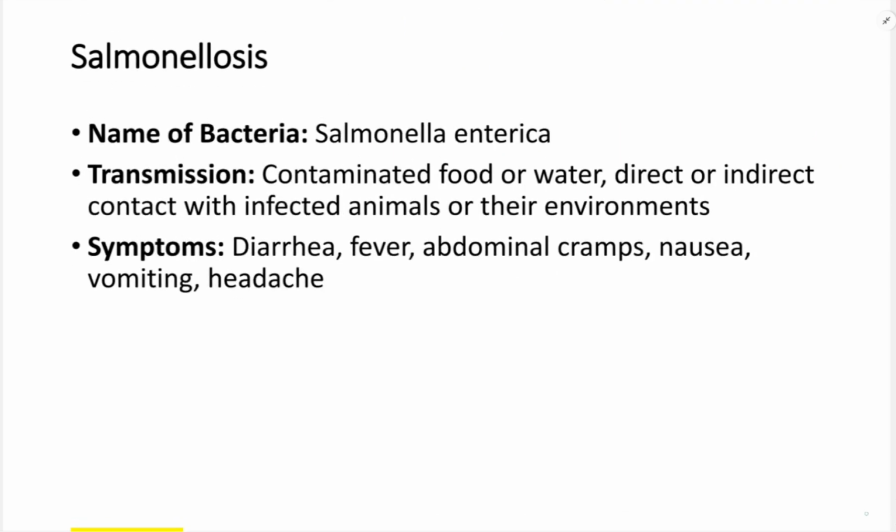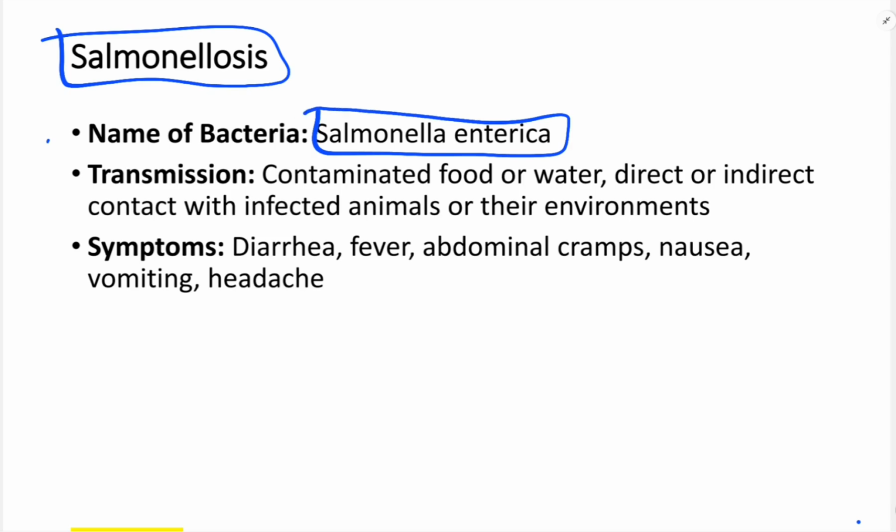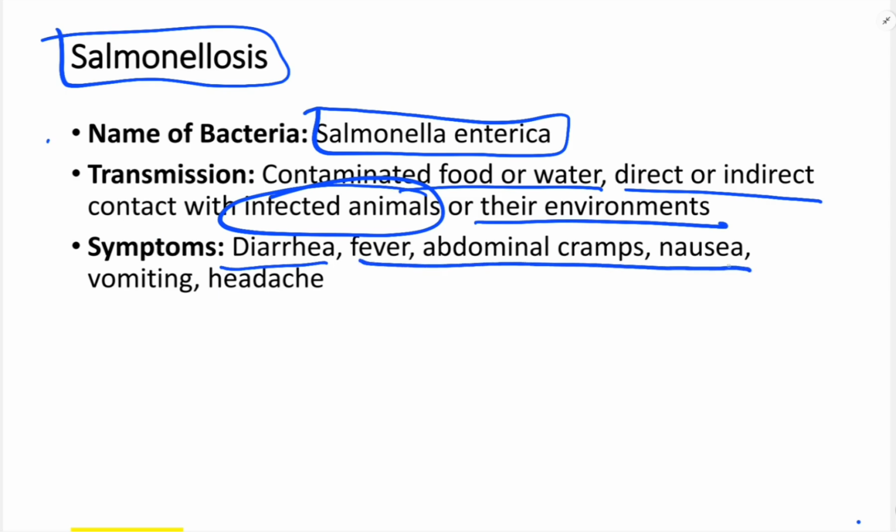Next one, salmonellosis. It is caused by Salmonella enterica and it transmits through contaminated food or water, direct or indirect contact with infected persons or their environments. And the symptoms are diarrhea, fever, abdominal cramps, nausea, vomiting and headache.